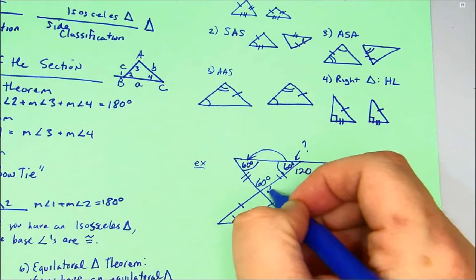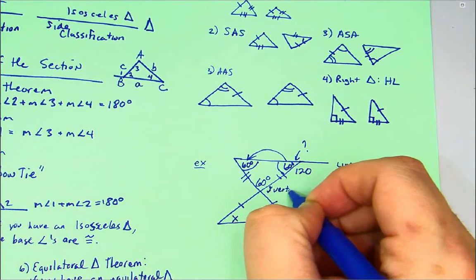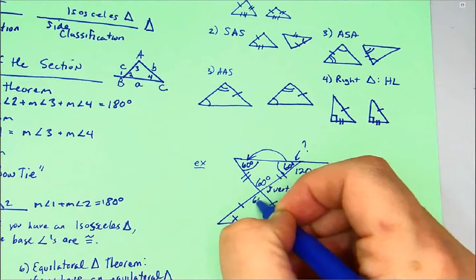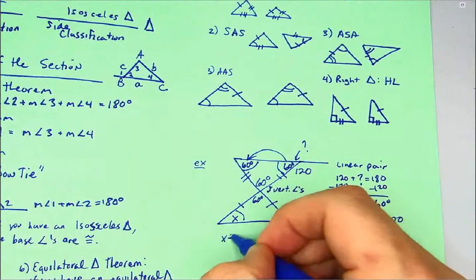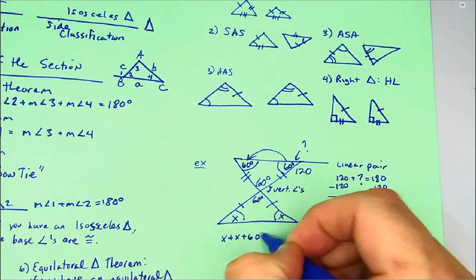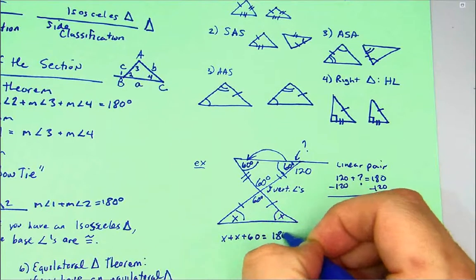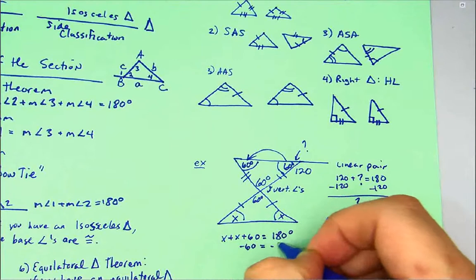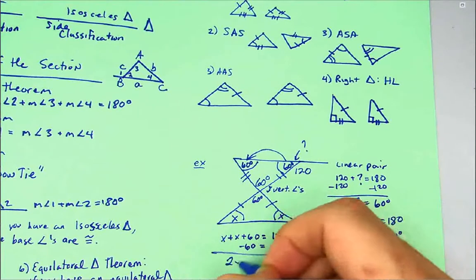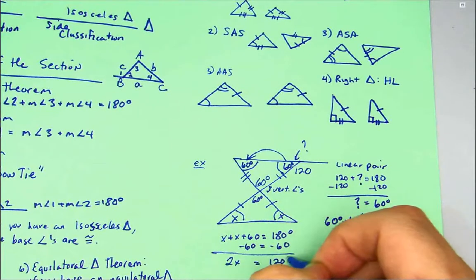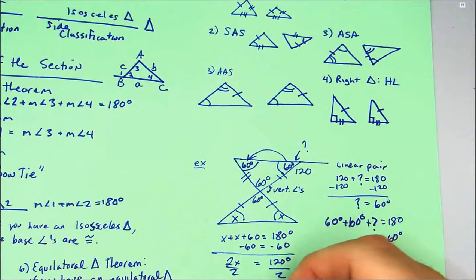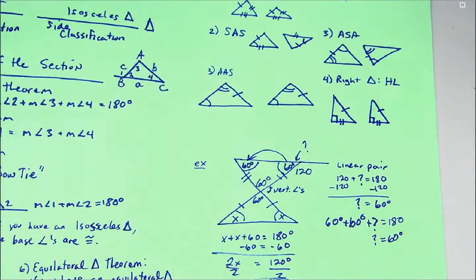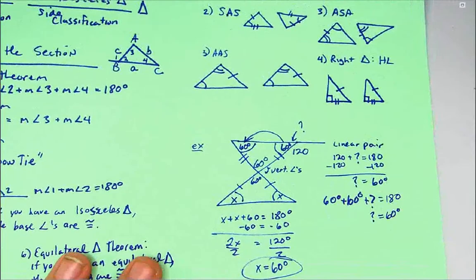But now these are vertical angles, so that's 60 degrees. And since these two angles are the same, that's an x. X plus 60 is equal to 180 degrees. Minus 60. 2x is equal to 120 degrees. Divide by 2. X is equal to 60 degrees. We're able to solve for x. So those are the types of problems that we have there.